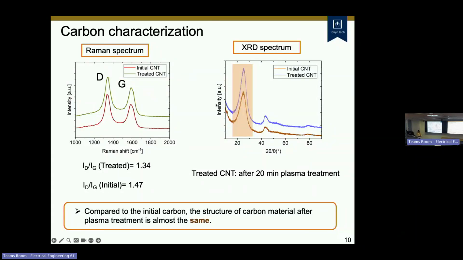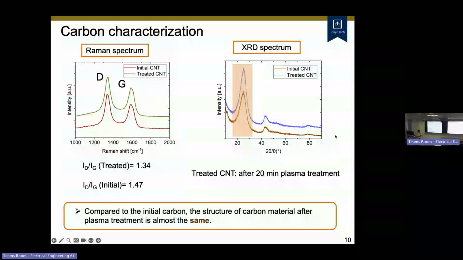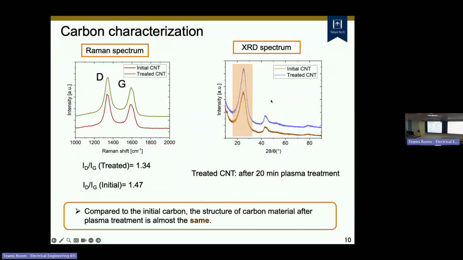And this one is the XRD spectrum. This broadened band in the XRD spectrum refers to the structure of the carbon material. The shape of the peak didn't change, meaning the crystallinity of the carbon didn't change by the plasma discharge. So we conclude that compared to the initial carbon, the plasma treatment didn't cause any damage to the carbon structure.